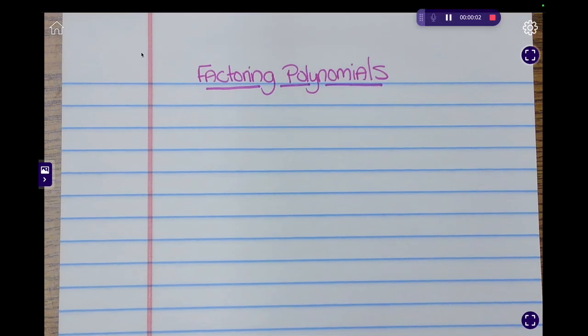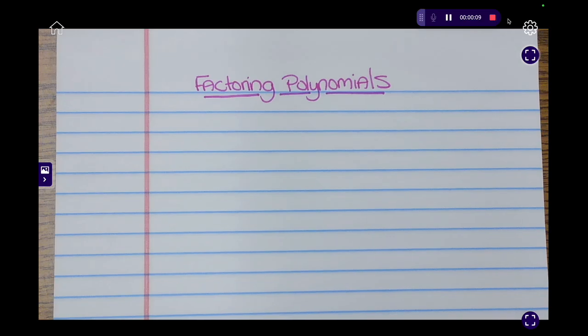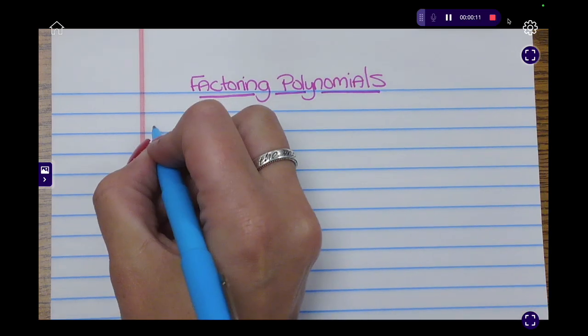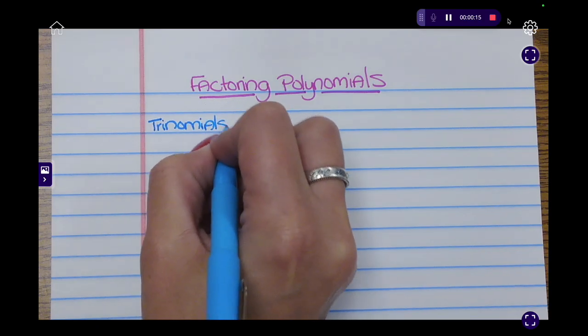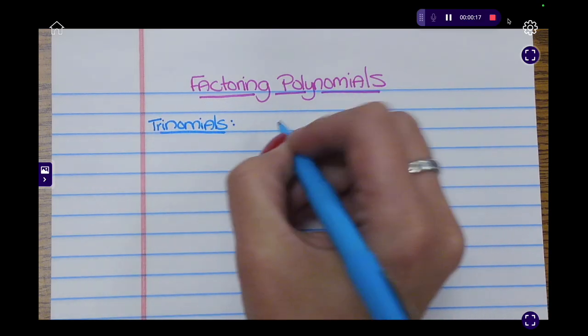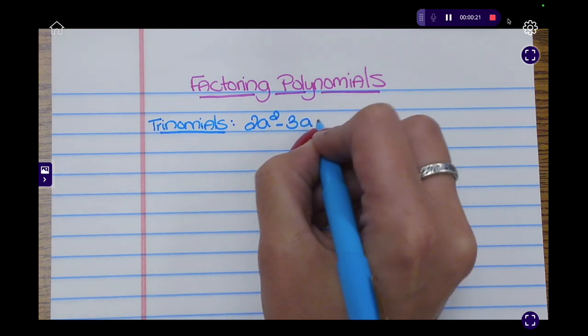Looking at this, we are going to continue with polynomials, and we are going to factor some more polynomials. So we have already done factoring throughout the year. We have done regular trinomials, and we did ones that looked like this. So we had 2a squared minus 3a minus 20.